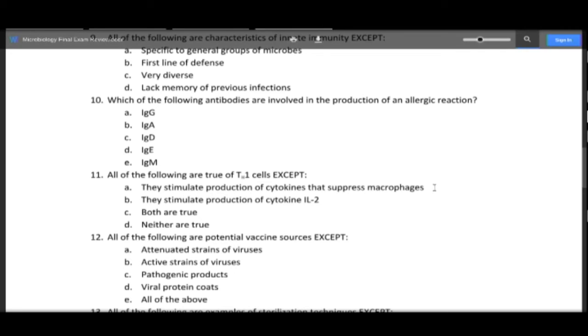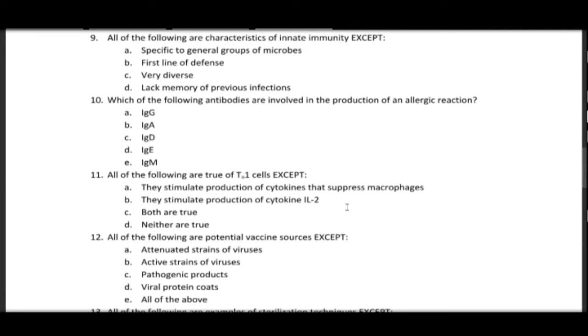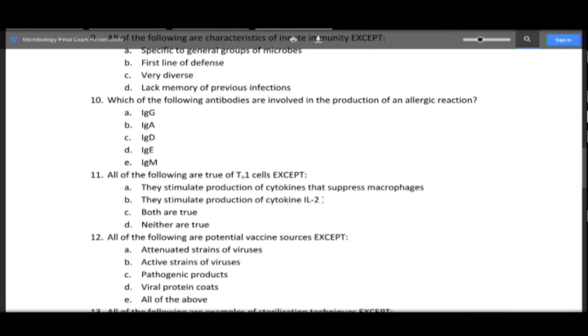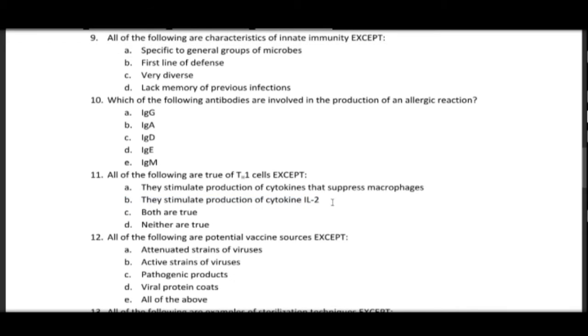B says they stimulate production of cytokine IL-2, or interleukin 2. This is where you have to remember which interleukin is produced from T helper 1 versus the interleukins produced from T helper 2. In this case, T helper 1 does produce cytokine interleukin 2. So B is true in this one.